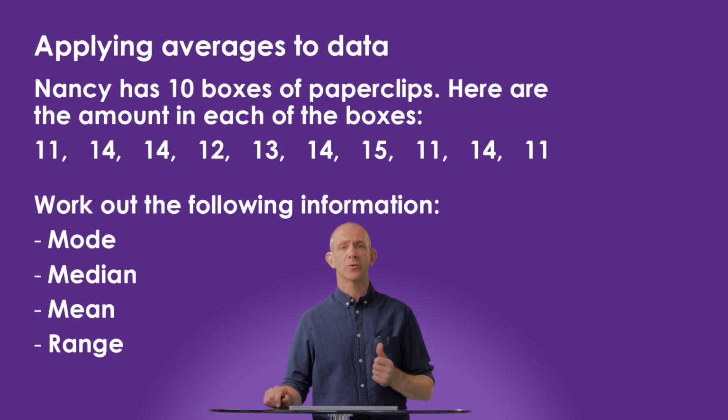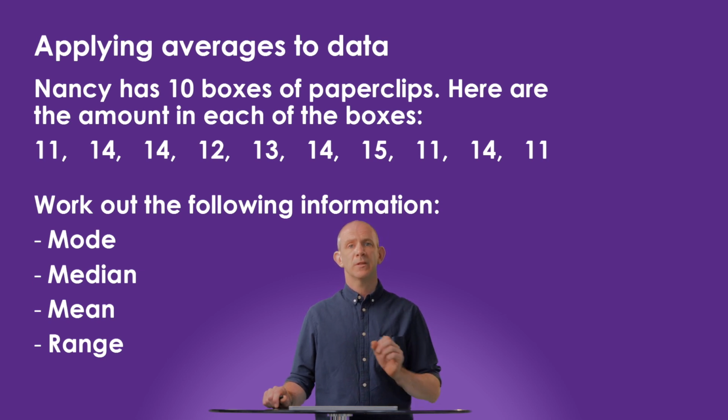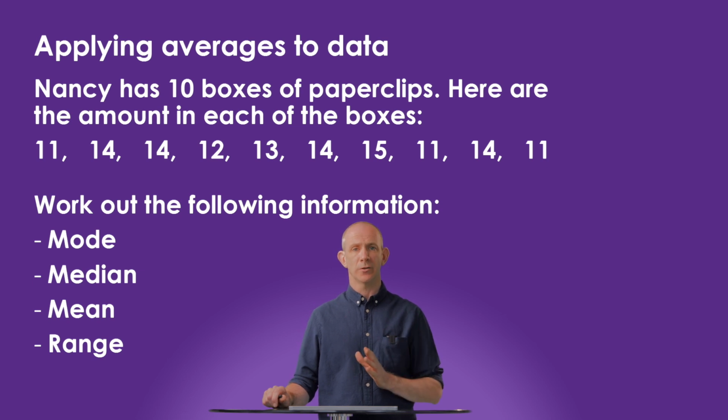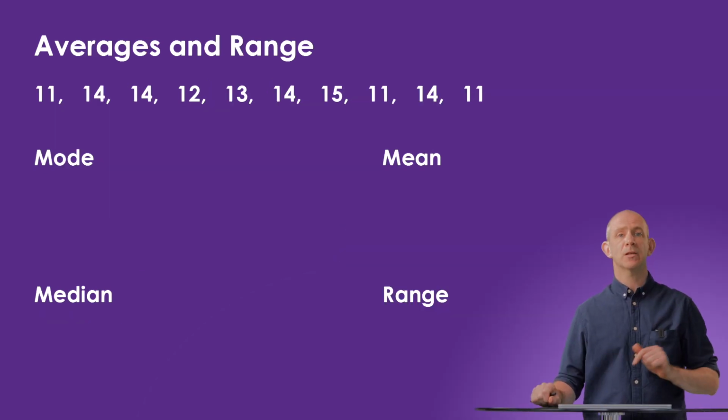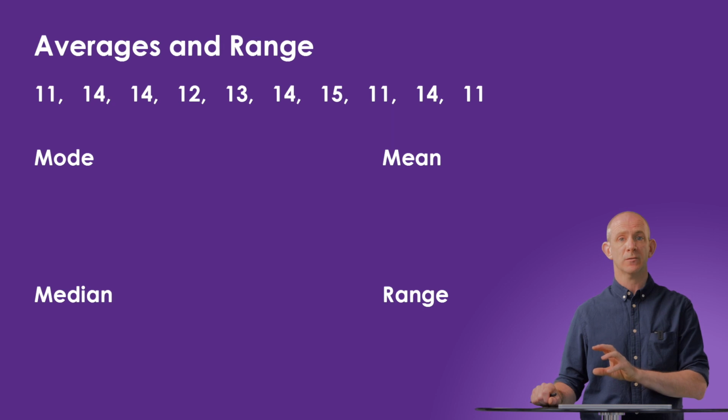This data set refers to the amount of paper clips that Nancy has in 10 boxes. It gives us the amount in each box, and we're asked to work out the mode, median, and mean average, and the range. Let's first place them all in order from smallest to largest. A common mistake is to complete this with no regard to the number of pieces of data. And I've missed off pieces of data in the past, so I've taken to listing the data in order under the current list. This way I can use the place settings to ensure I have the same number of pieces of data in my ordered set as in my original set.